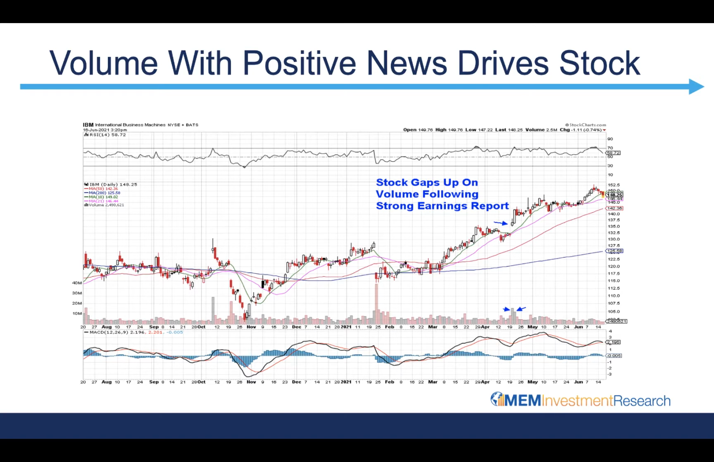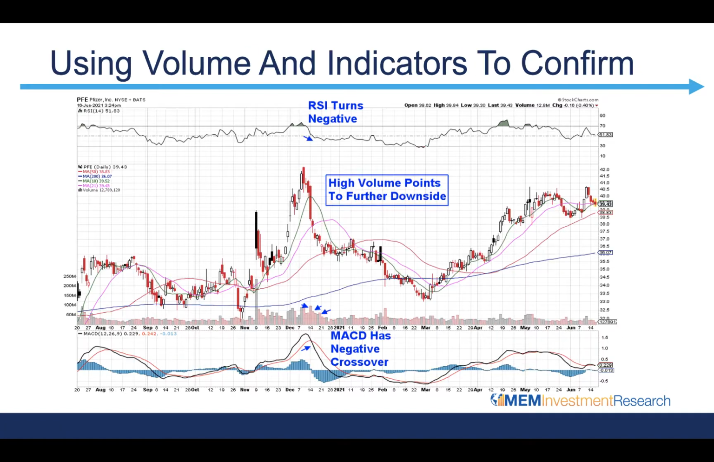Here's a daily chart of IBM, and the stock reported their first quarter earnings back here at the end of April, and we can see in so doing it had this big gap up on very big volume. The stock has gone on since then to greater heights, but this is really going to be that very first signal. Here's a look at Pfizer.